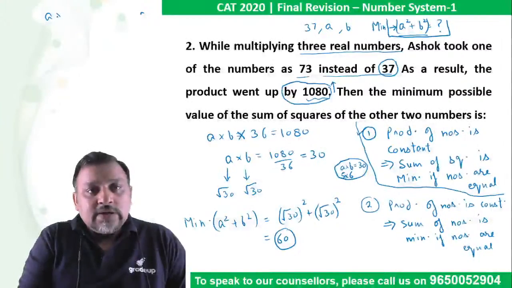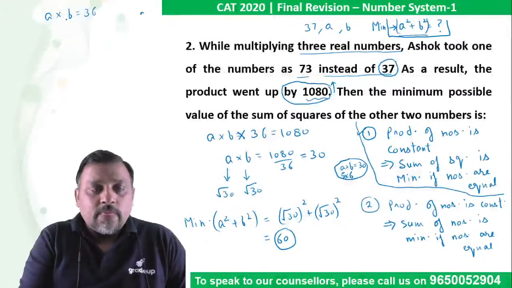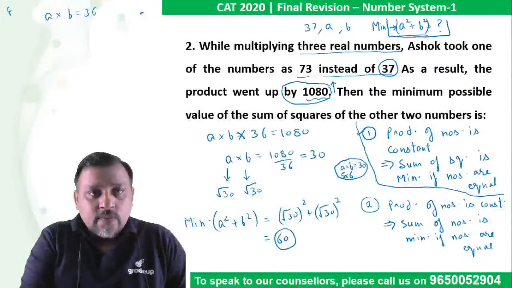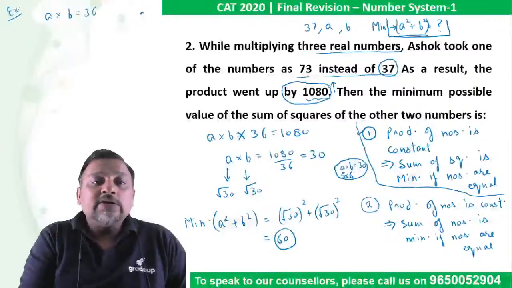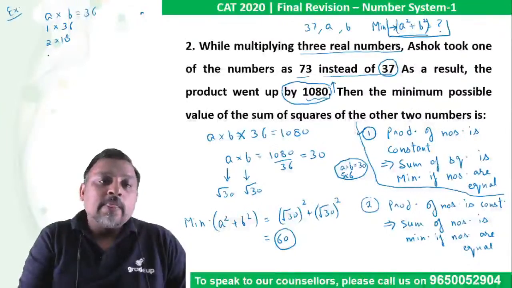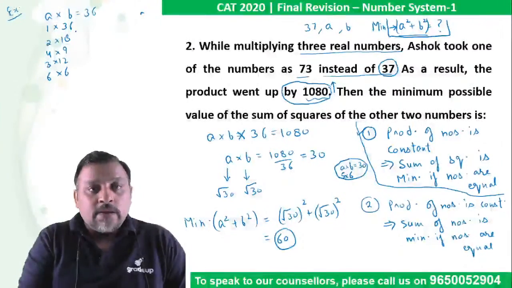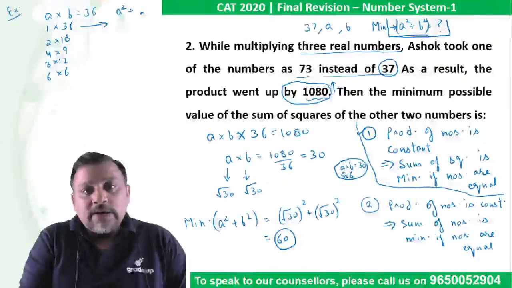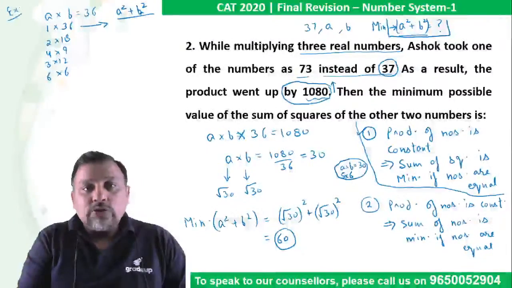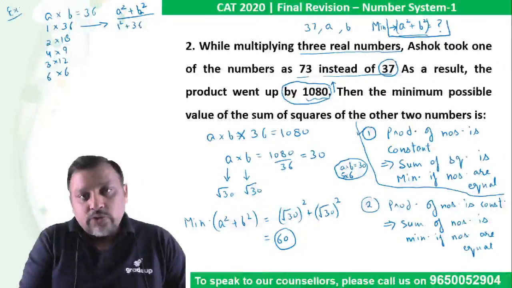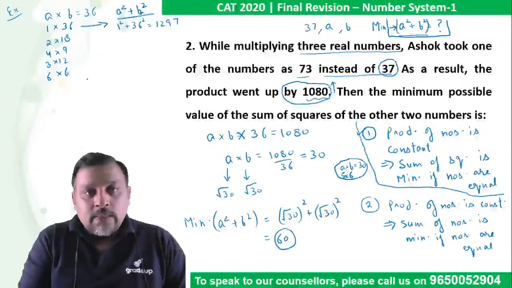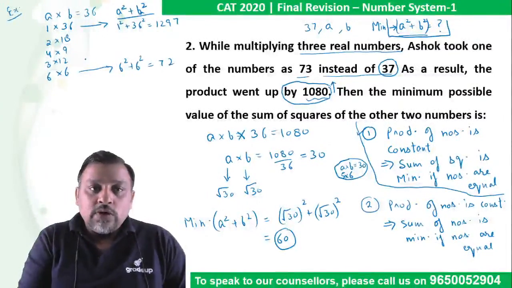See, if we have this a into b as 36, this is just an example. So if the product is constant, so possibilities are what? It can be 1 into 36, can be 2 into 18, can be 4 into 9, 3 into 12, or 6 into 6. So if I try to find a square plus b square, that means sum of the squares. So in this case, it is 1 square plus 36 square, which is 1297. In this case, it is 6 square plus 6 square, which is 72. In this case, it is 9 plus 144.